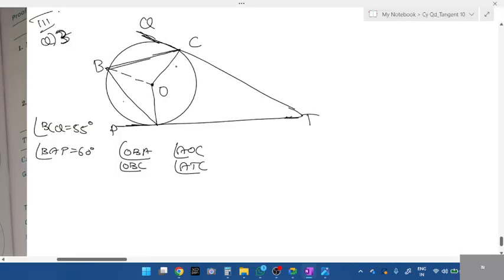First thing, PT and QT are tangents. If those two are tangents, O is the center. What about OC? What is O to C when it touches the circle? What do you call it? Radius, right? This is radius and this is radius. 90, 90. These two are 90 degrees. Next, BCQ, this outer part, 55 degrees. Next, BAP, the inner one, is 60 degrees.